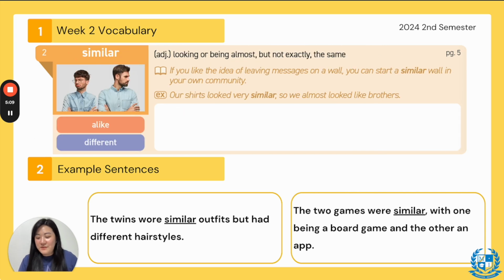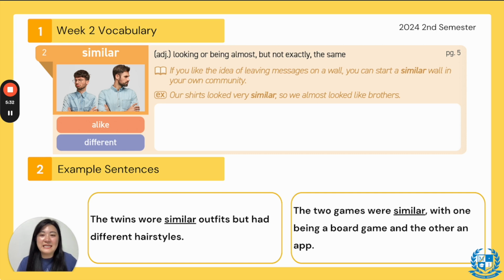Next one, number 2, everyone say similar. Similar. The synonym is alike and the antonym is different. And the part of speech is an adjective. It means looking or being almost but not exactly the same. So it looks a bit similar. It looks a little bit the same.